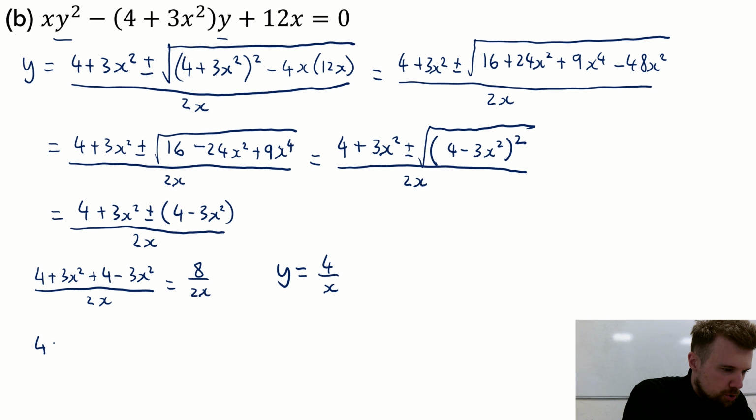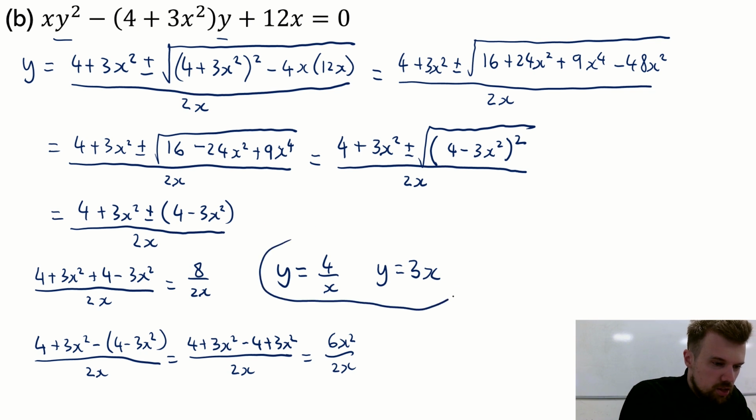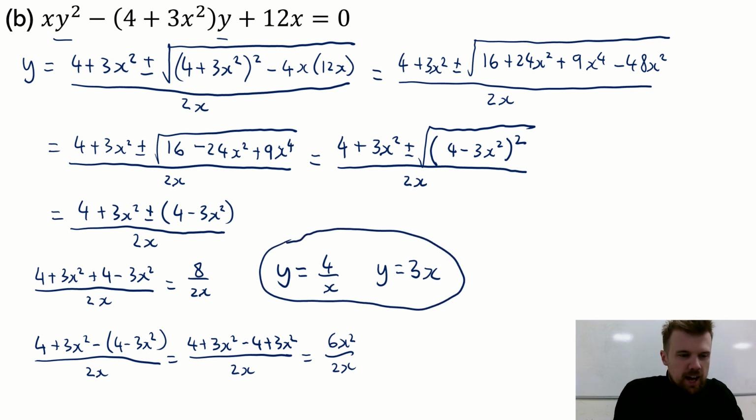The other graph is going to be 4 plus 3x squared minus 4 minus 3x squared, all over 2x, which of course you could do a bit of rewriting to make sure you've multiplied out the brackets correctly. Minus 4 plus 3x squared over 2x, which is equal to 6x squared over 2x. And therefore that leads to the other graph of y equals 3x. There you go. Those are our two graphs there, and we've done all the questions. Isn't that amazing? Genuinely, I think this is pretty cool.